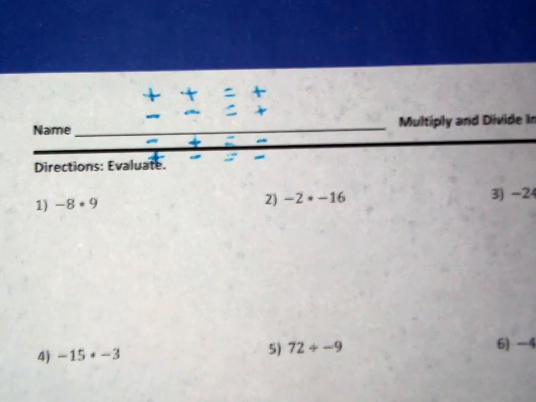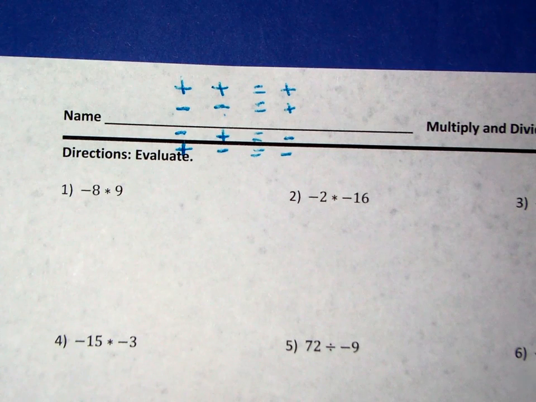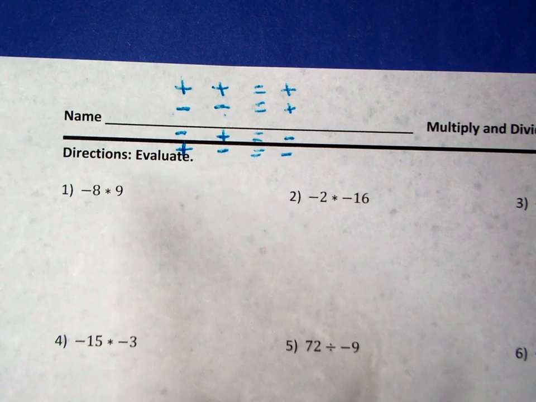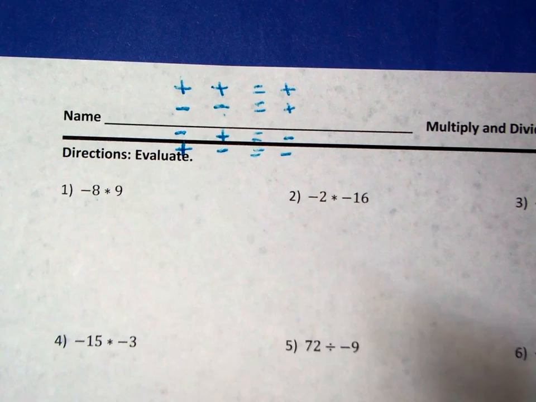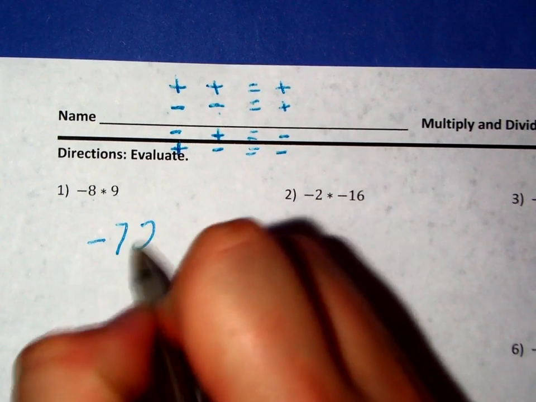So looking at problem 1, here's how this works. Before we even worry about solving the value of the numbers, we can look at a negative and a positive number if they're being multiplied together. So our resulting solution should be a negative answer. And since 8 times 9 is 72, our resulting answer will be negative 72.